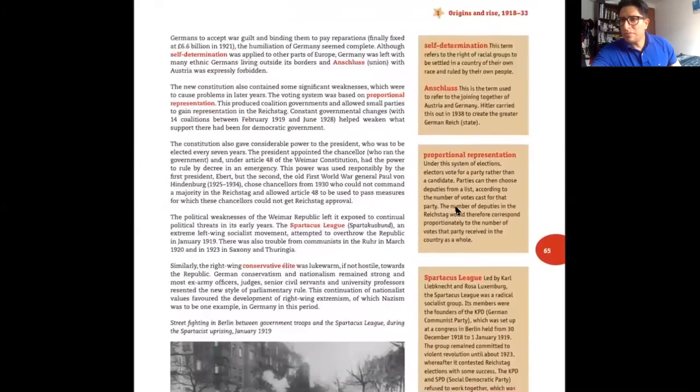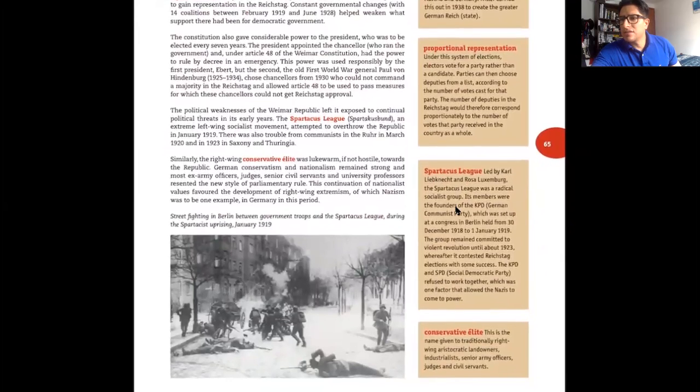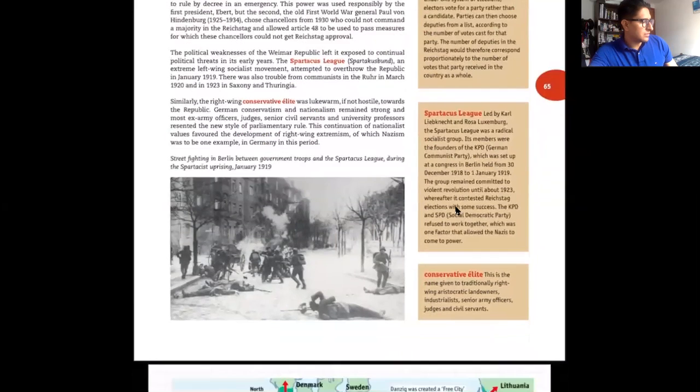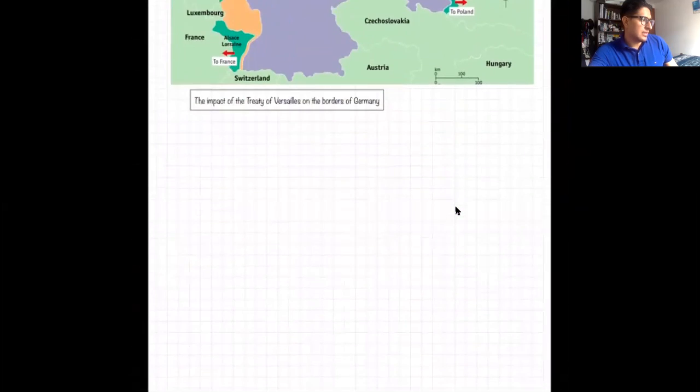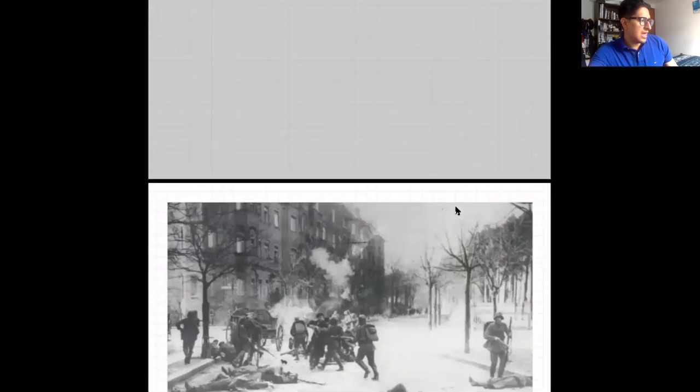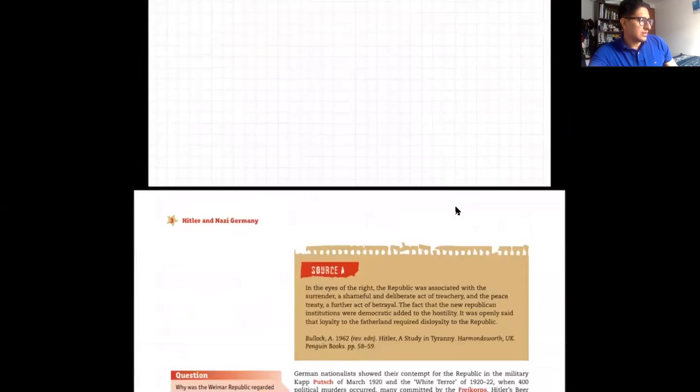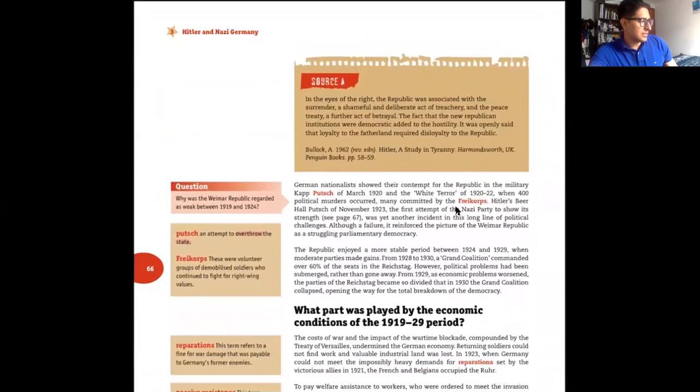For sure, you remember that part. And also, we studied the role that was played by the economic conditions of the 1929 period too. So Germany could not probably meet the impossible heavy demands that we were seeing. Remember, you drew this map and we made comments over the Spartacus conflict.